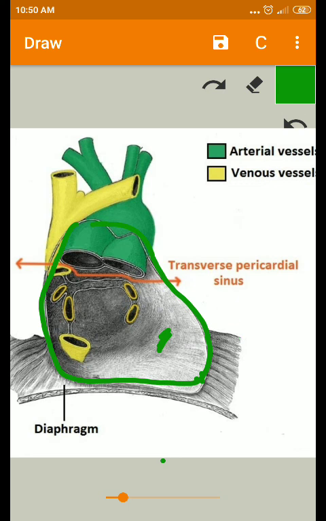So this is about the pericardium, its layers and its functions. In the next video, we are going to see the arterial supply, the nerve supply, and also the applied anatomy of the pericardium.